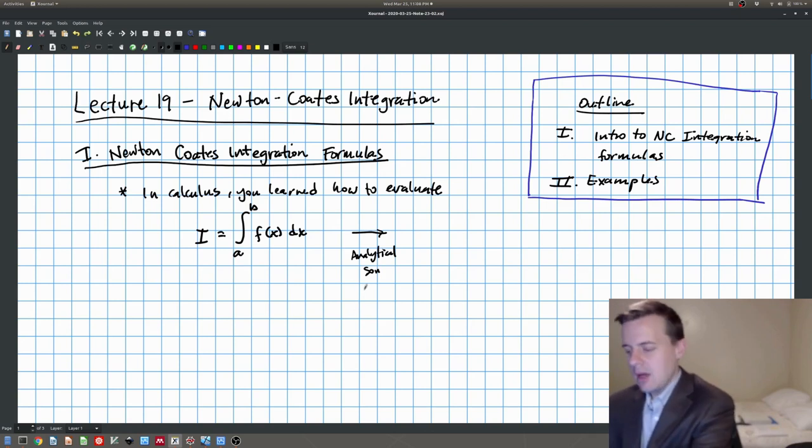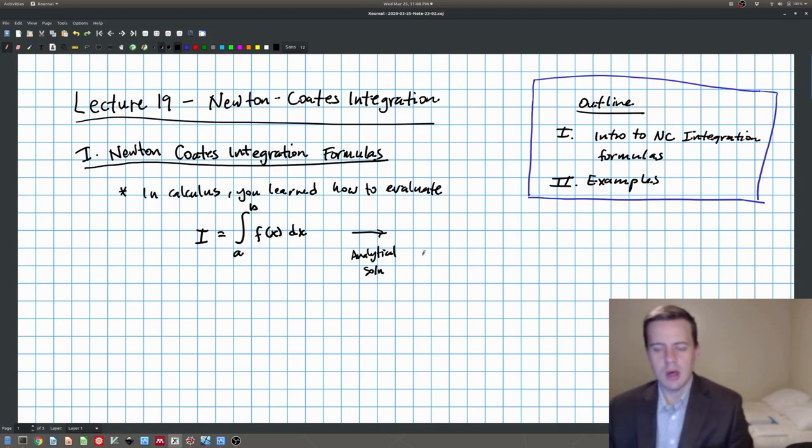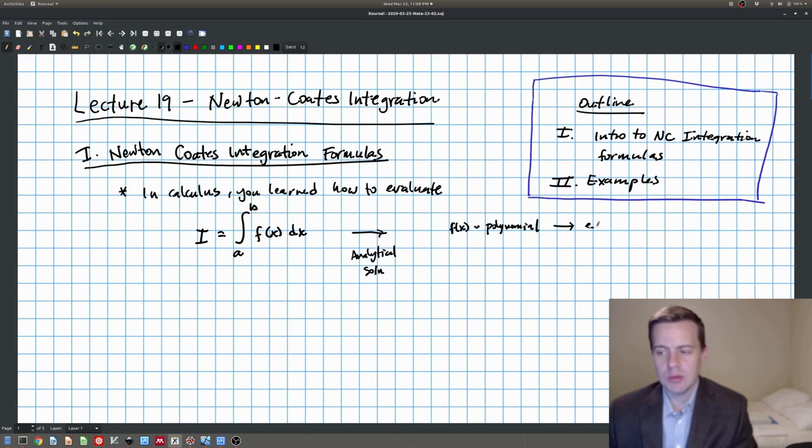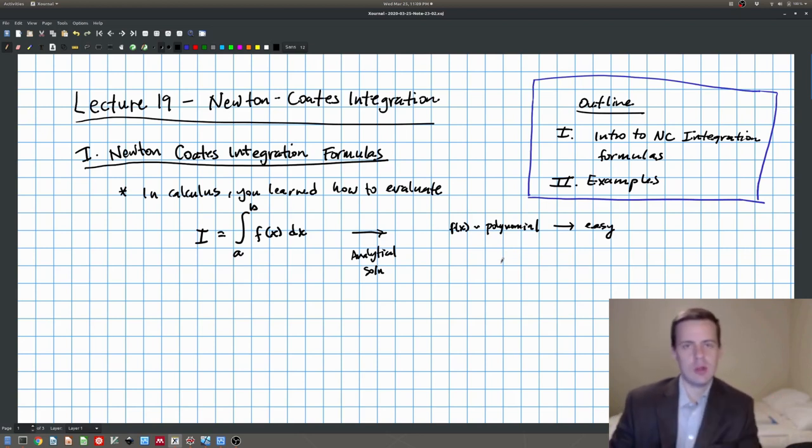And analytical solution to these problems had various techniques, and they ranged in their difficulty level. So for instance, if f of x was some kind of polynomial, then you had an easy problem, right? You could integrate x to x squared over 2. If you had x cubed, it would be x to the fourth over 4, something like that. So it was easy if it was a polynomial.